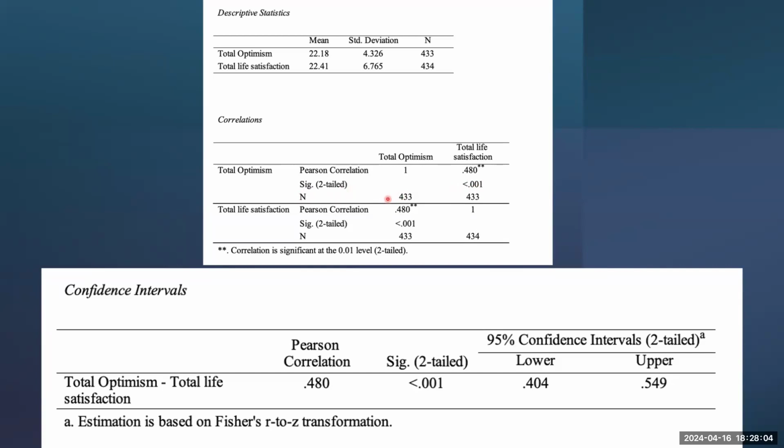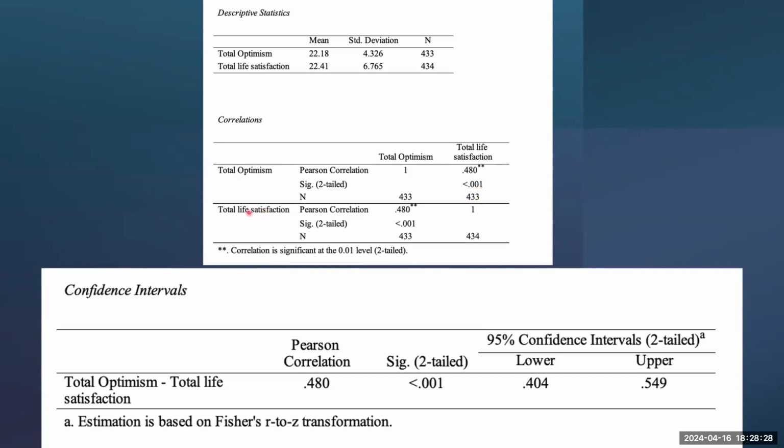Remember, what we want to understand is how to look at the output and interpret it to be able to answer that research question and to determine if we reject the null hypothesis and accept the alternative. And in this case, we would, because it is a significant correlation.